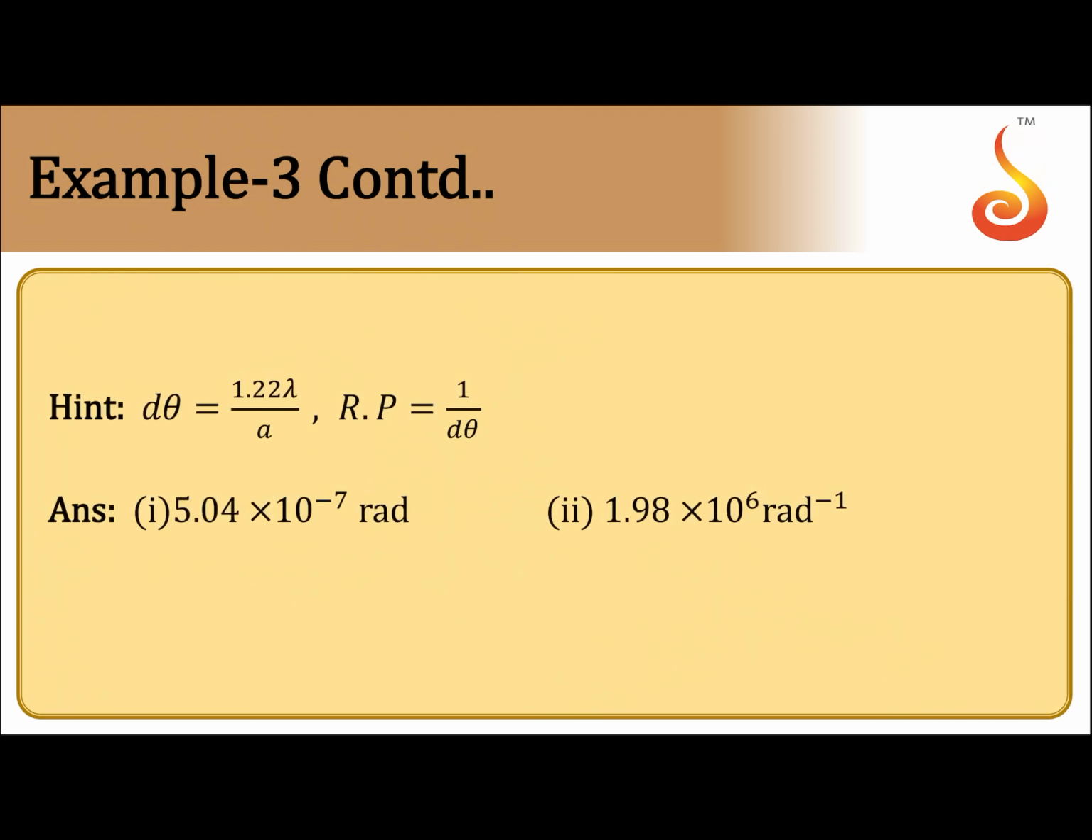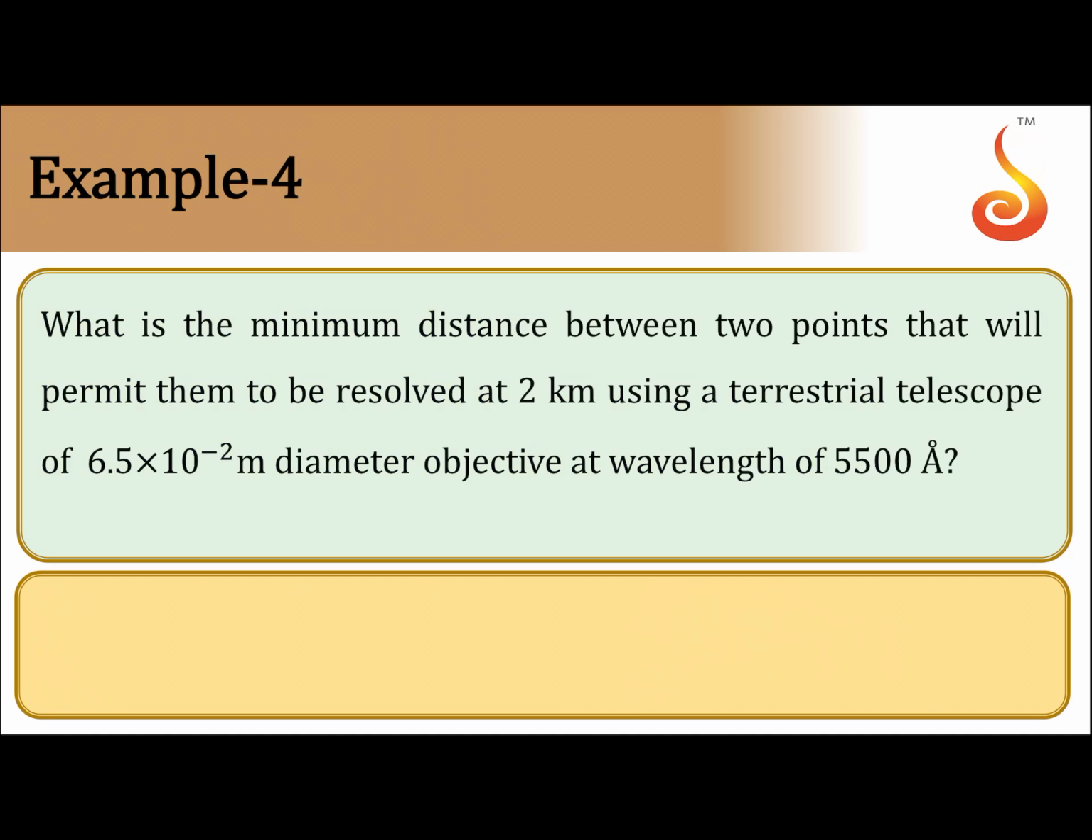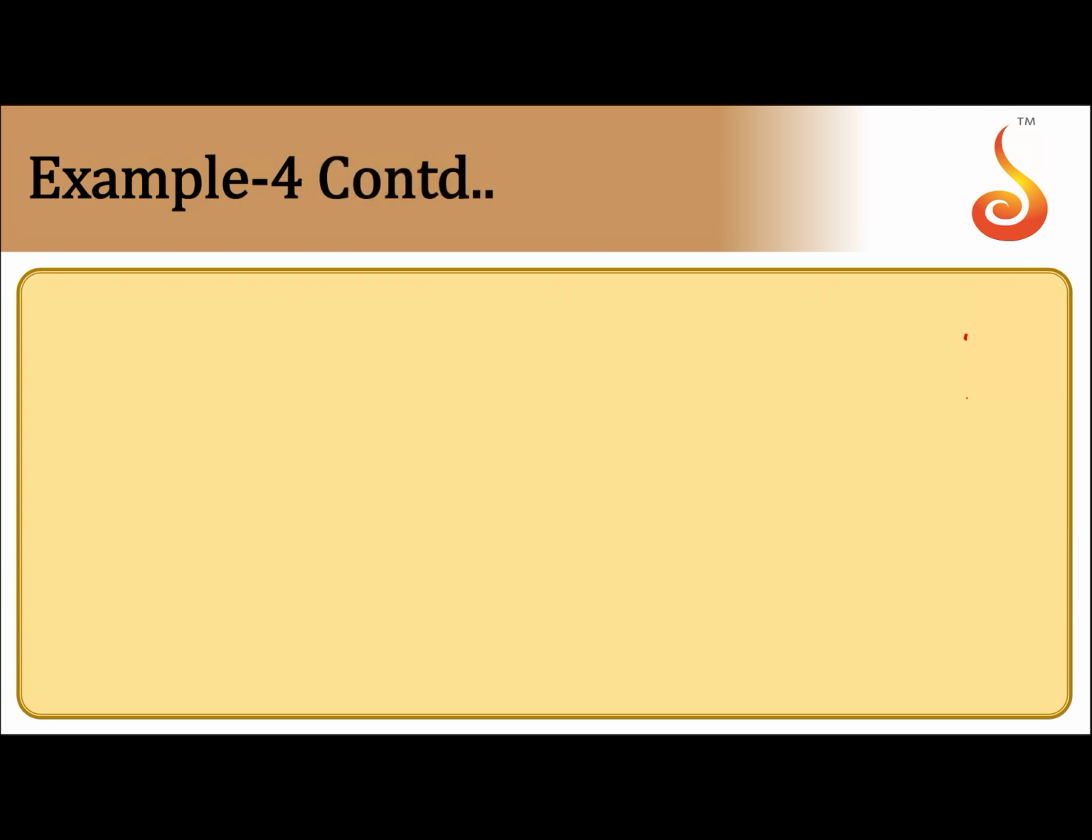Yes, we'll move on to the next one. What is the minimum distance between two points that will permit them to be resolved at 2 km distance using a terrestrial telescope of 6.5 into 10 power minus 2 meter diameter objective at wavelength of 5500 angstrom? So, what is the minimum distance they are asking for? In the case of a telescope, limit of resolution is not distance, it is angle.